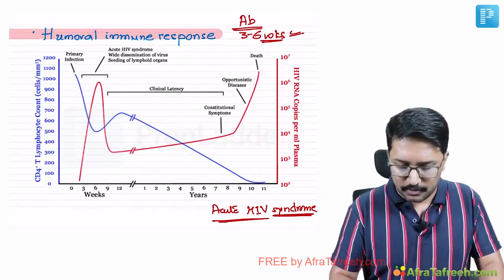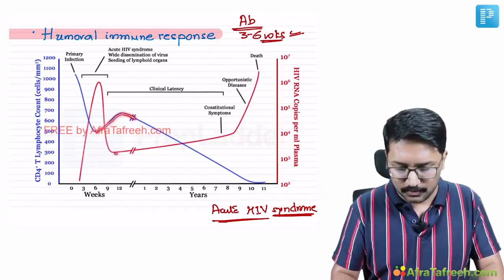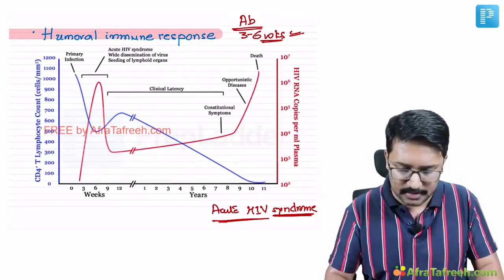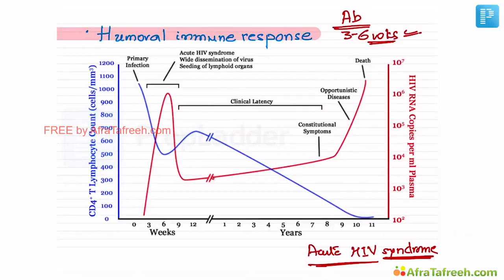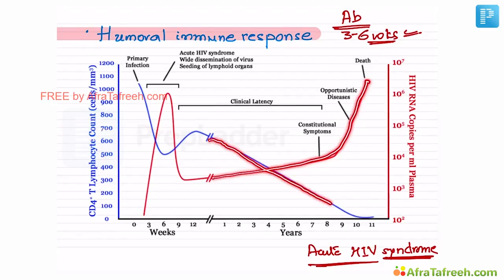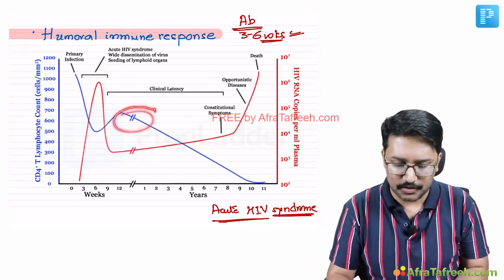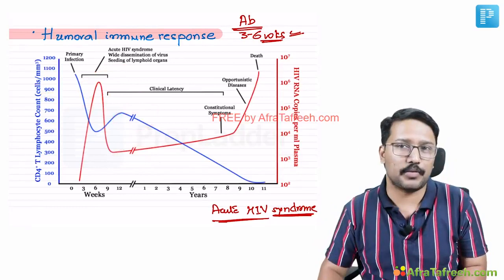So now the CD4 count has reached some value, right? Then over the years later, from the clinical latency stage, viral replication starts increasing again. So the viral load starts rising, and as the viral load starts rising, your CD4 cell count starts dropping down. Okay, now the CD4 count has reached its plateau stage. Your viral load has reached its plateau stage.